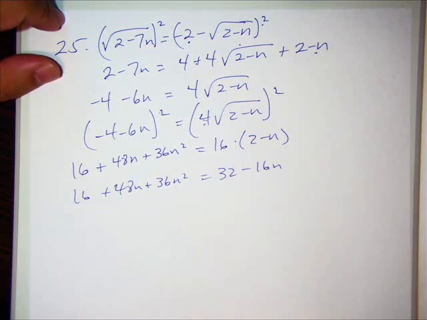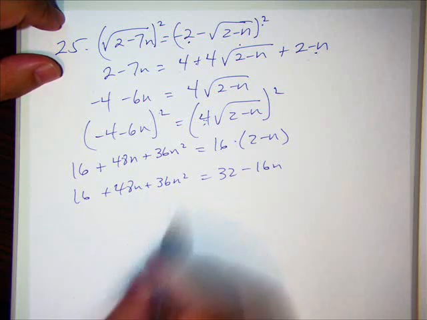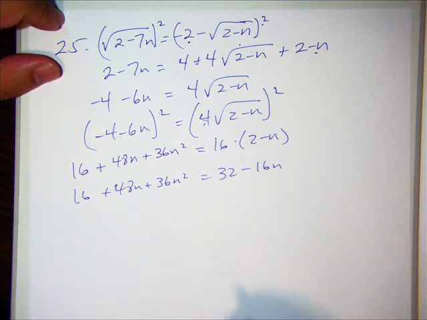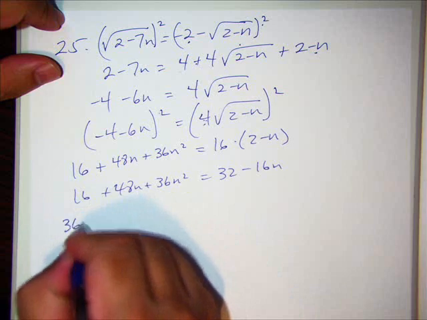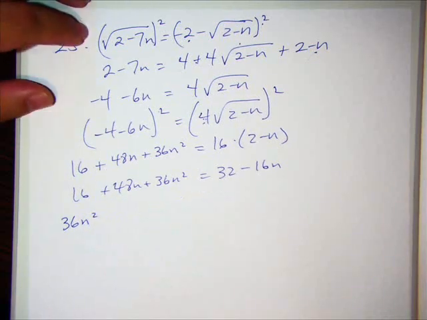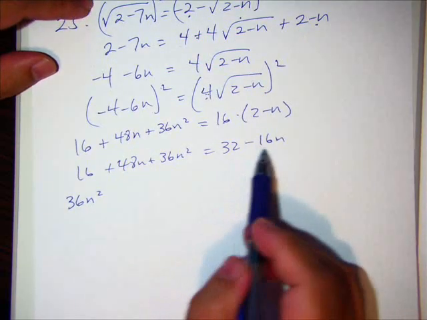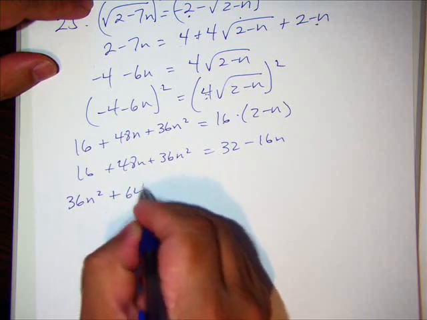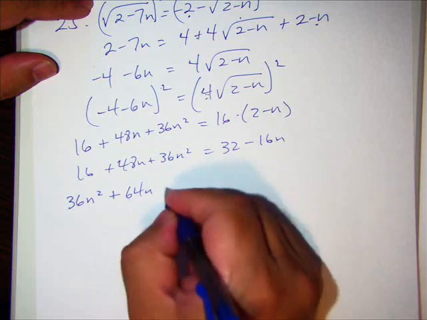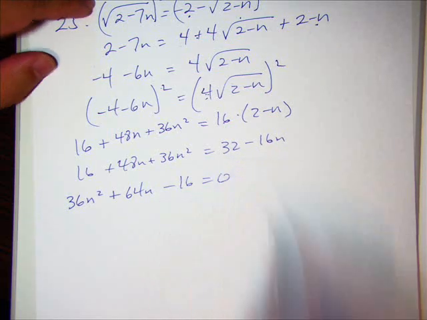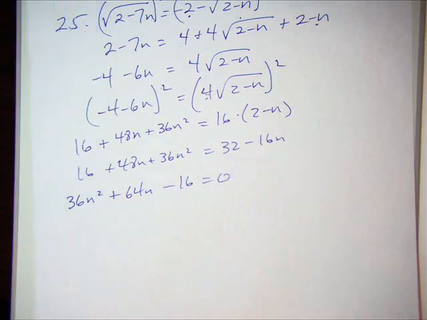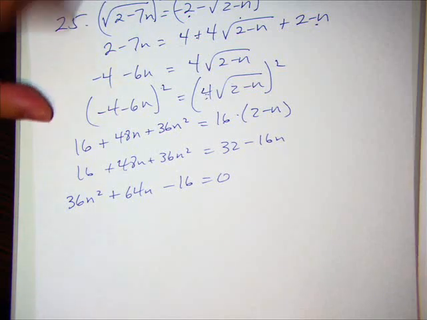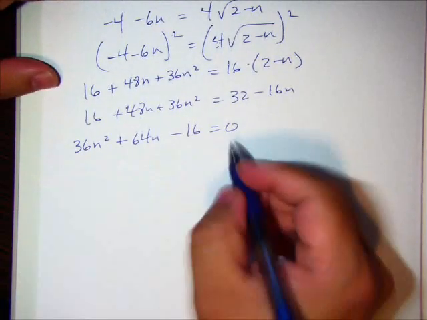Is this as bad? I don't think so. Alright, let's move everything to the left. And I'm going to write it in the order that I prefer, leading with the highest exponent. Okay. Now, let's move that over there. 48 plus 16 makes 64. Subtract the 32, make it a minus 16. Okay. This looks just as bad, doesn't it? Oh, it is just as bad. Alright. Well, I'm not going to pause the video. Let's see what happens this time.